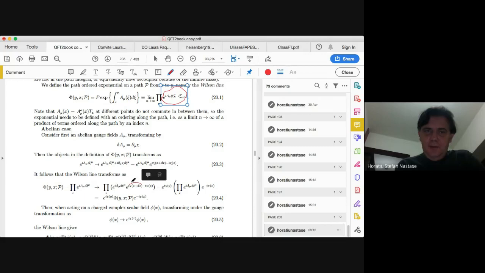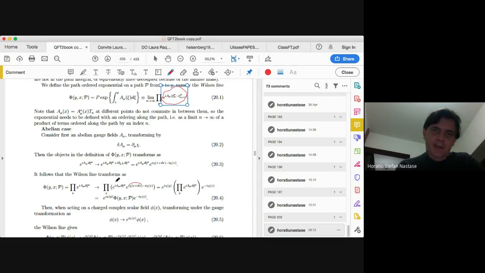And then when I take the product, of course, to the left I will have e to the i chi of x plus dx. But then, since this is a product along the path, I will have another factor centered on x plus dx. So to the right of that, I will have e to the minus i chi of x plus dx. That will cancel among itself.